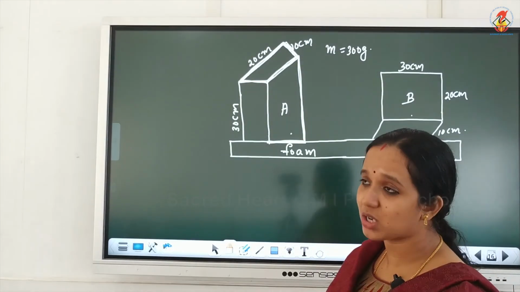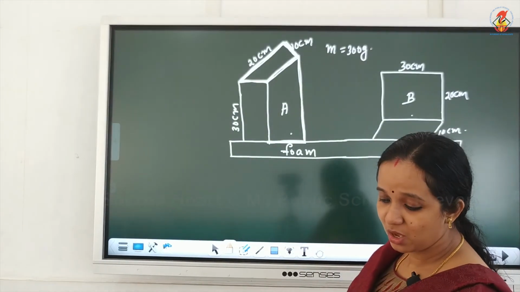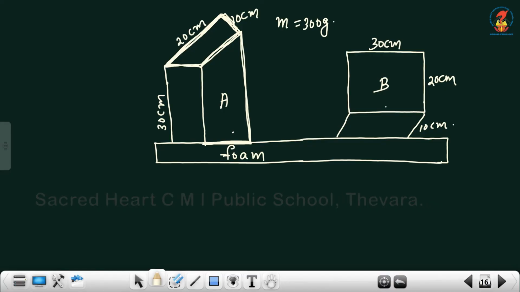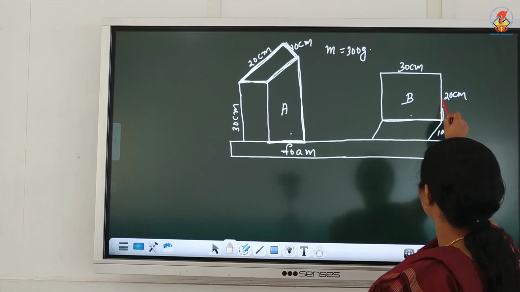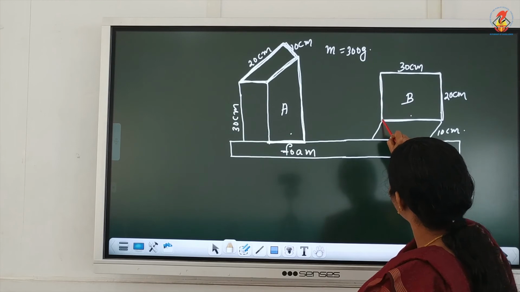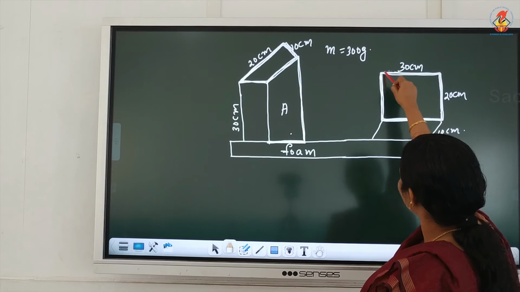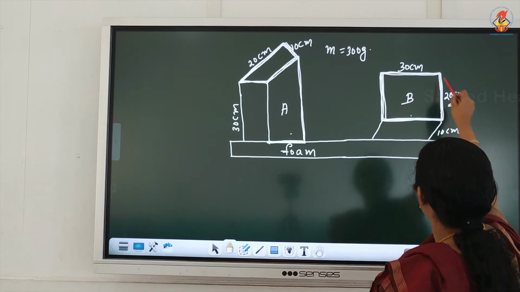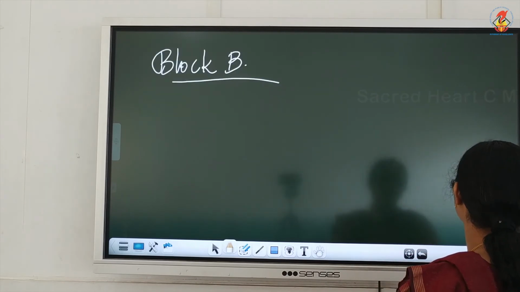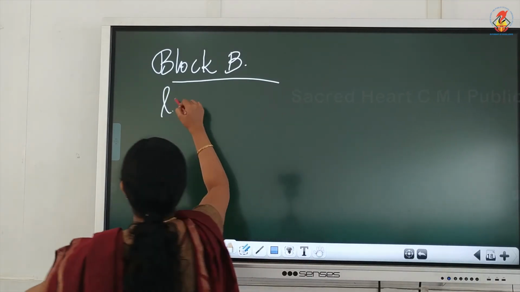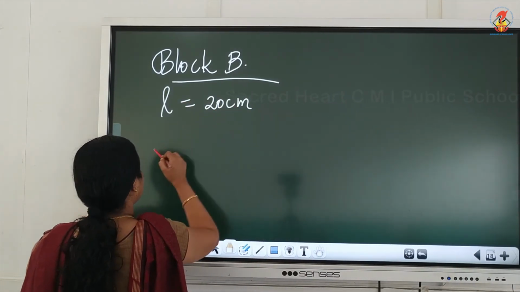Consider block B. Now can you say which dimensions, or which all sides, are in contact with the floor? It is placed horizontally. Since it is placed horizontally, this will be the side which is in contact with the floor. So, the dimensions in contact will be 20 and 30.